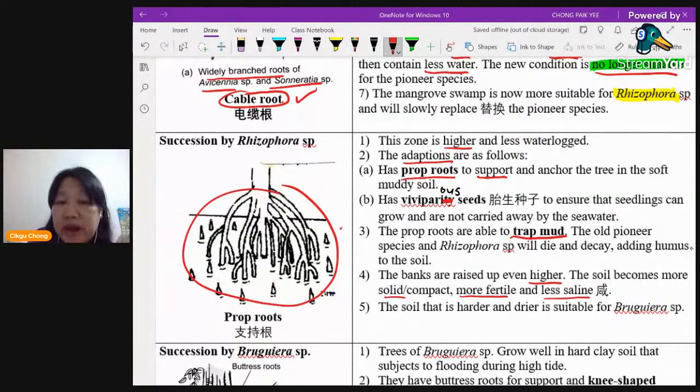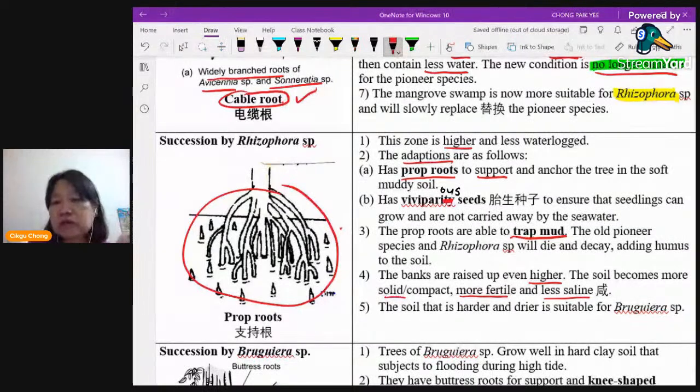It also has viviparous seeds. That means they're able to grow while still attached to the parent plant, so the seed will not be washed away by the seawater. These prop roots are able to trap mud. So after many years, you find that the layer of mud here becomes thicker and taller. The soil here becomes higher, the ground becomes higher.